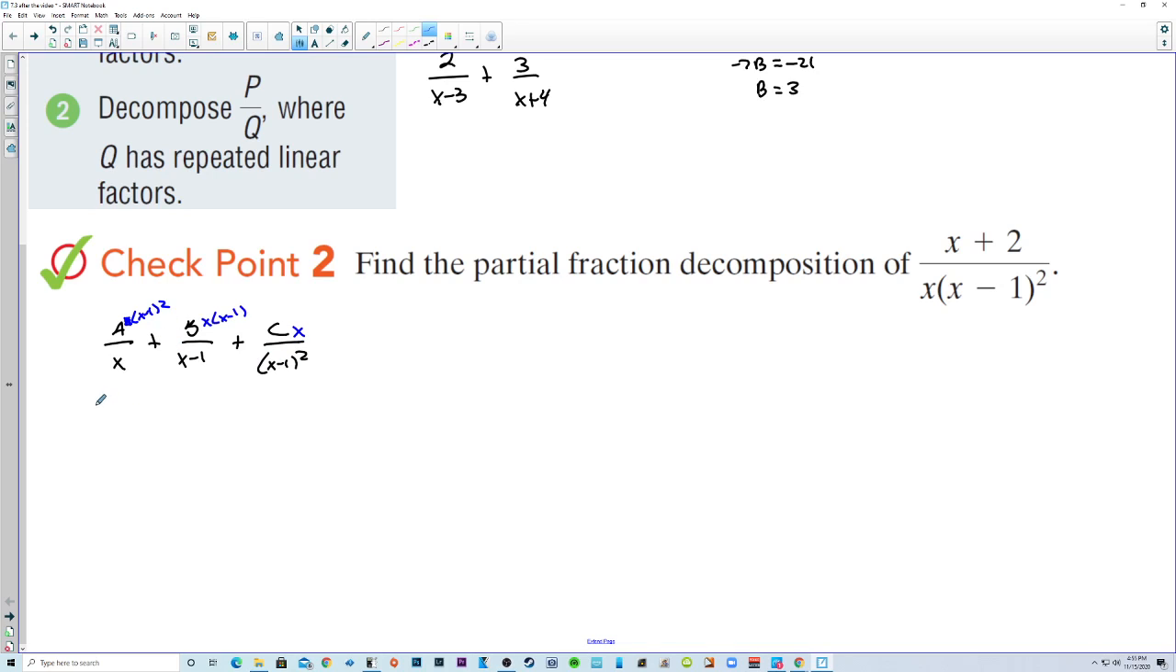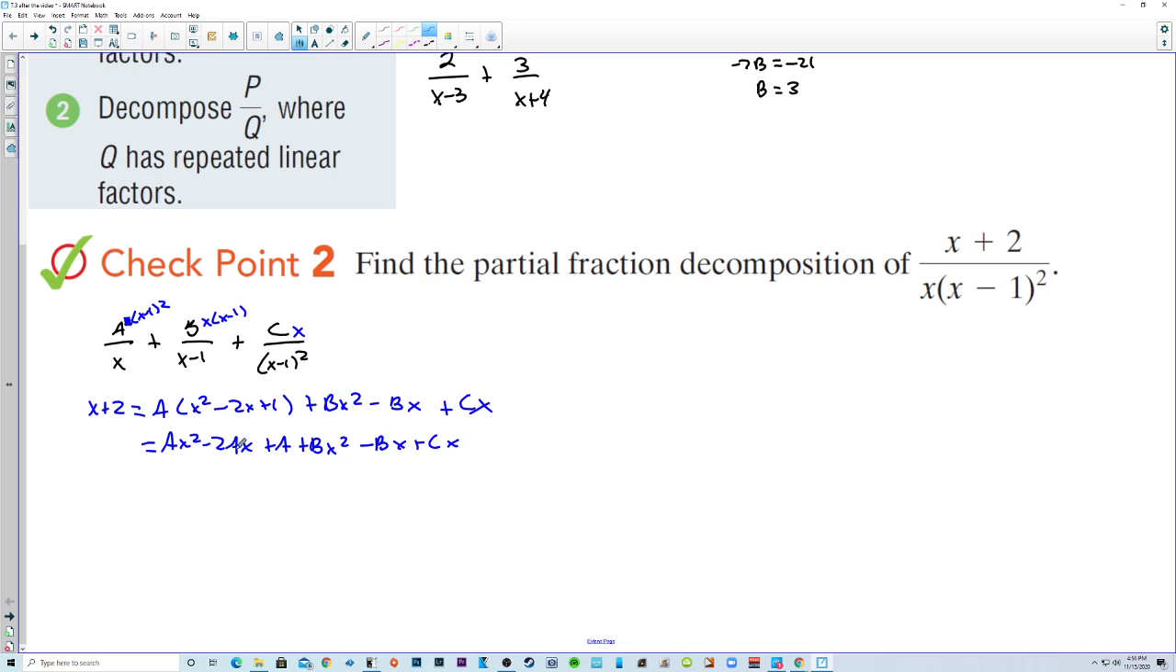So let's go with x plus 2 is equal to A times x squared minus 2x plus 1 plus Bx squared minus Bx and then plus Cx. Let's distribute: Ax squared minus 2Ax plus A plus Bx squared minus Bx plus Cx.